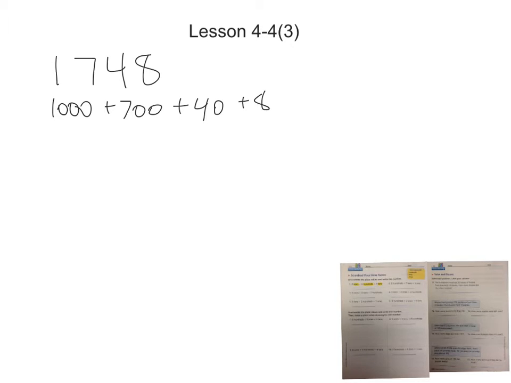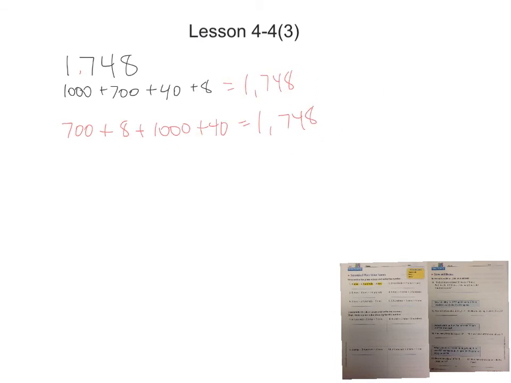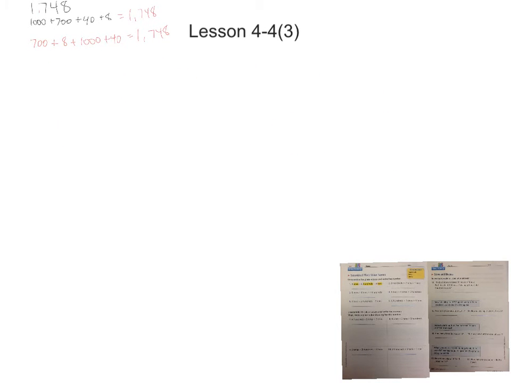What if I were to switch it around a little bit? What if I were to say 700 plus 8 plus 1,000 plus 40? Would that change the value of the number? The answer is no. Either way, this equals 1,748, and this would equal 1,748. Just because I'm switching around the order of the place value, it doesn't mean that the answer is going to be different. Okay? So, I'm going to scoot this aside, and I wanted to go over a few with you.